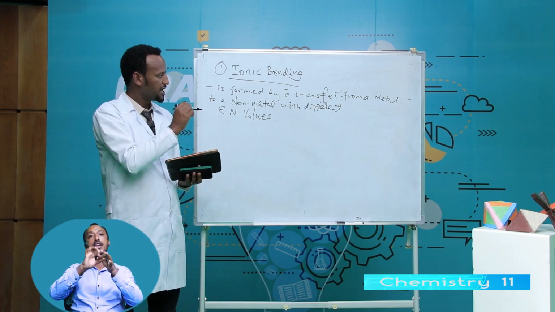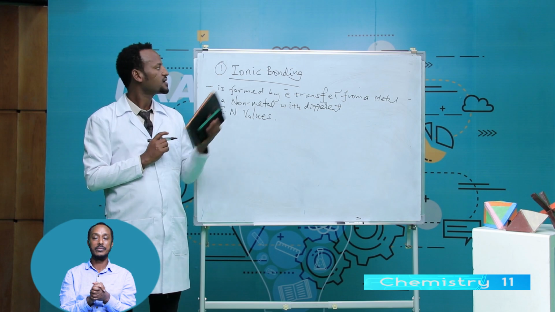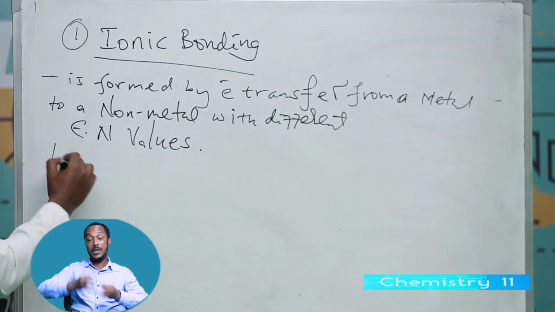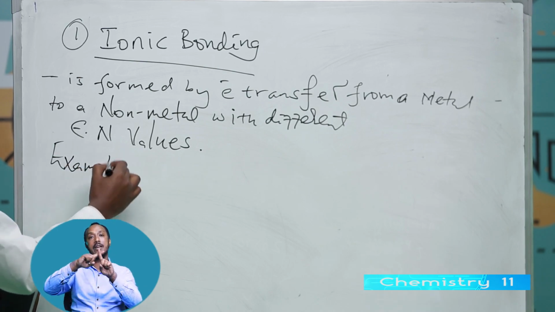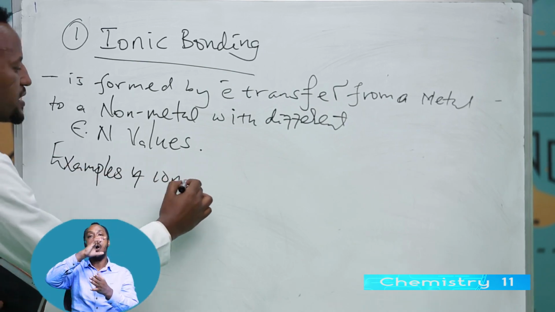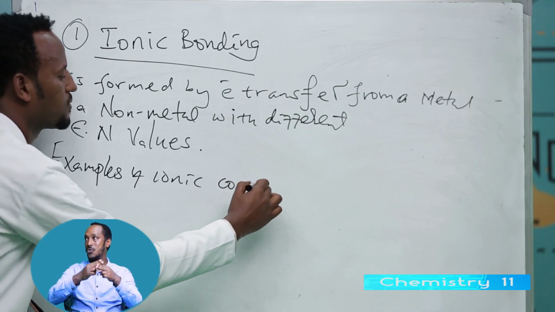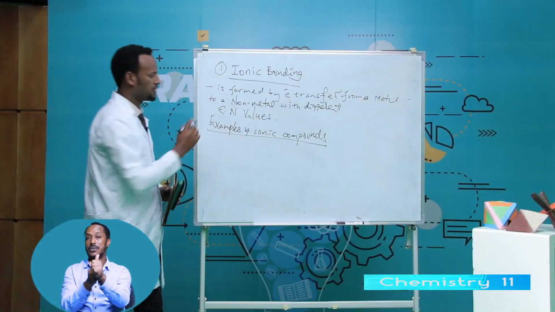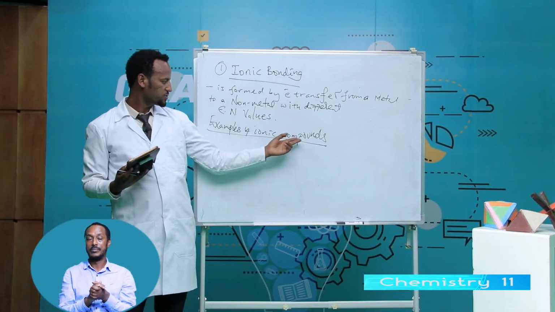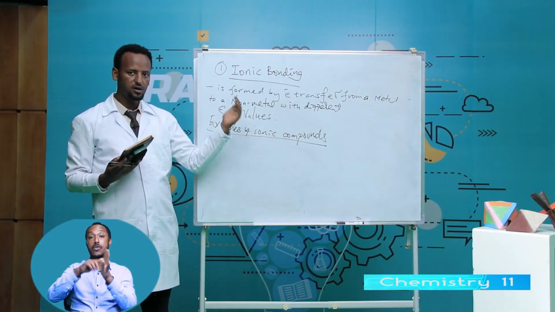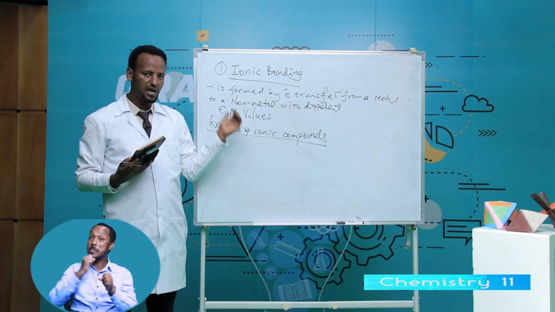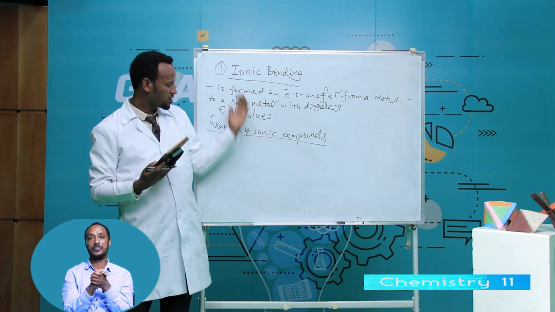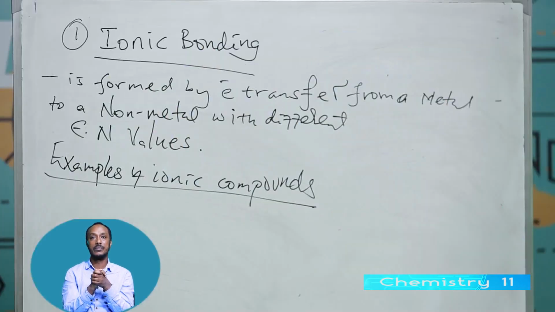A compound formed by a metal with a non-metal is known as an ionic compound. Compound means a combination of at least two different elements. Ionic compounds are formed when an ionic bond is formed between a metal and a non-metal.